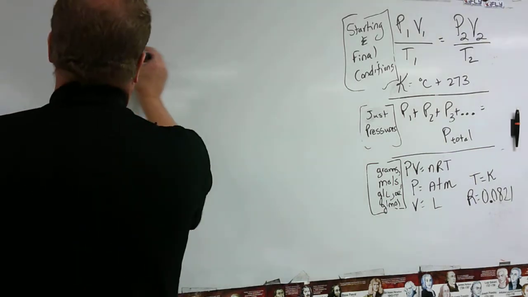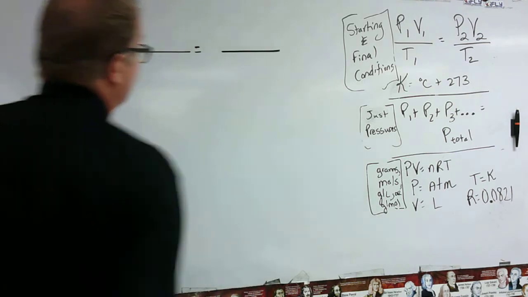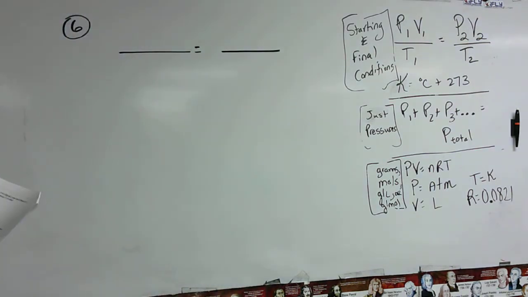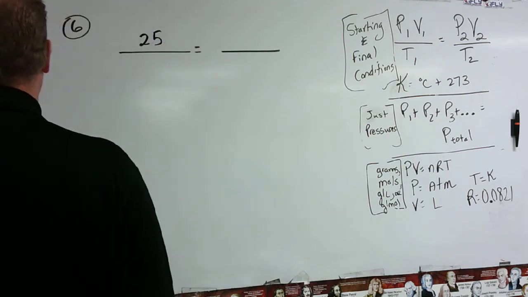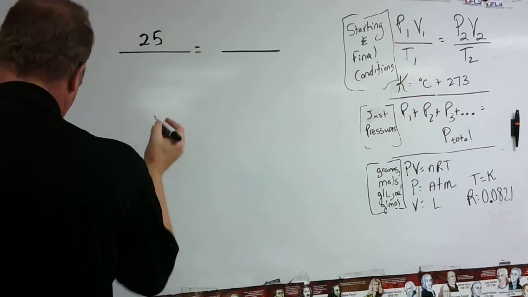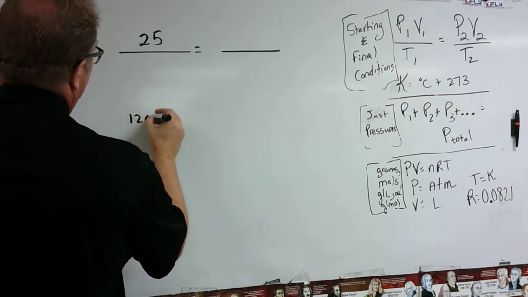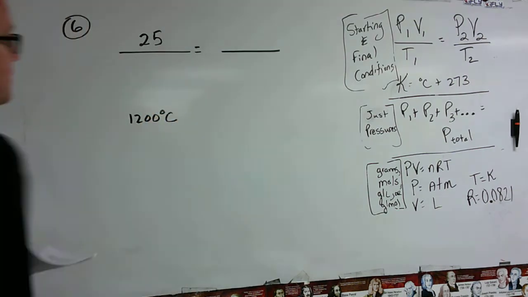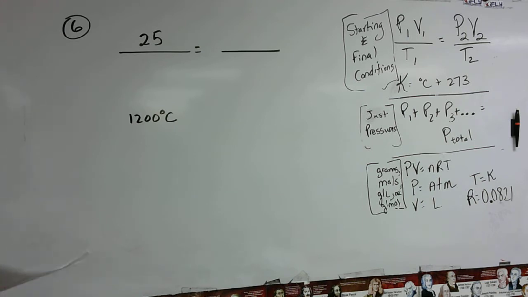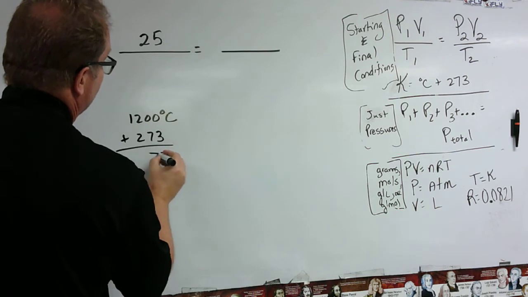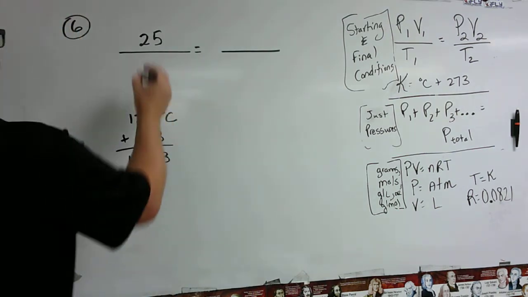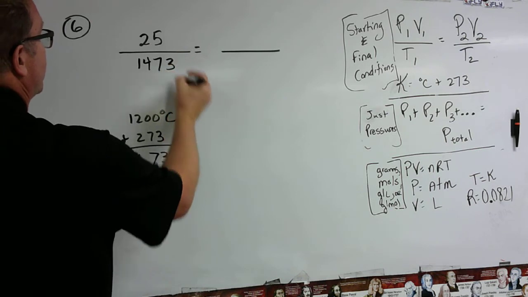So I'm going to set this up all the same way. You're going to notice that there's no pressure, so again, we don't use pressure. And we set up our numbers this way. So I got 25 liters, and then it's at 1200 degrees Celsius. Celsius doesn't work again, so we're going to add 273. And there's my Kelvin. Or some people like to say Kelvin.